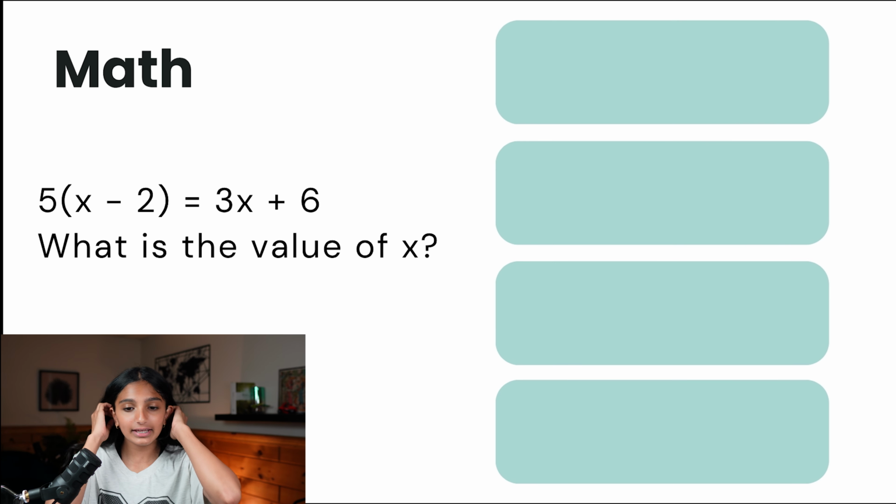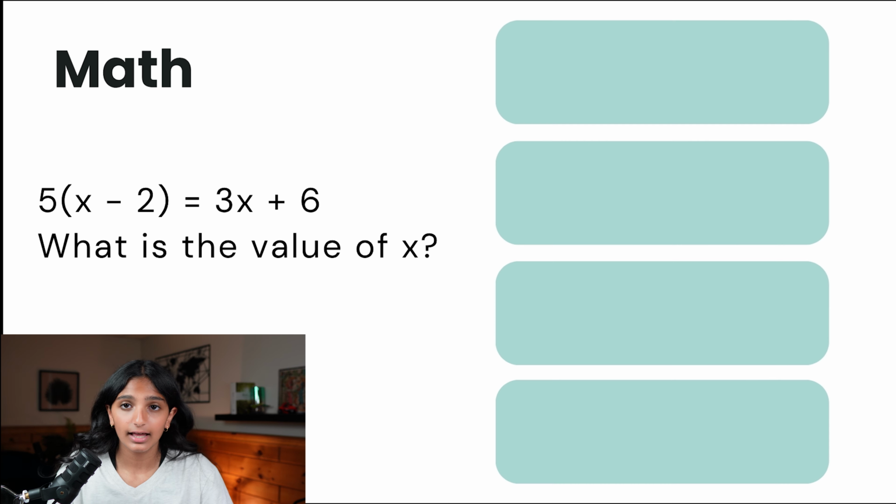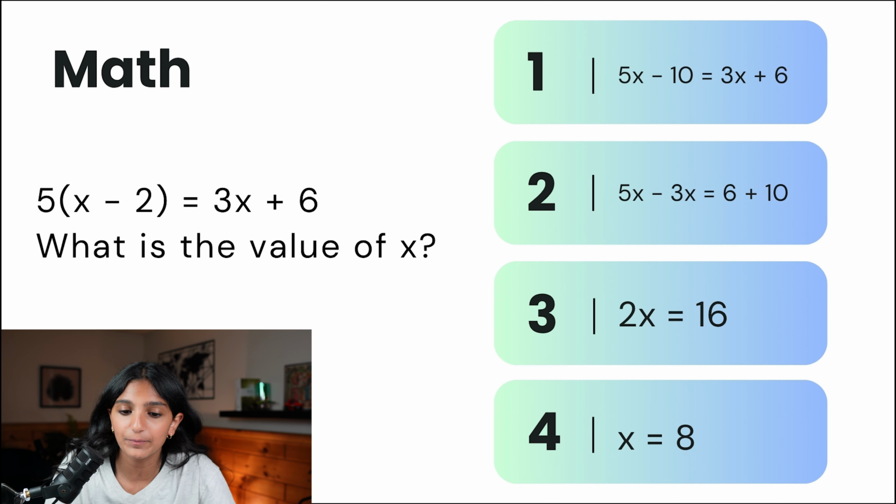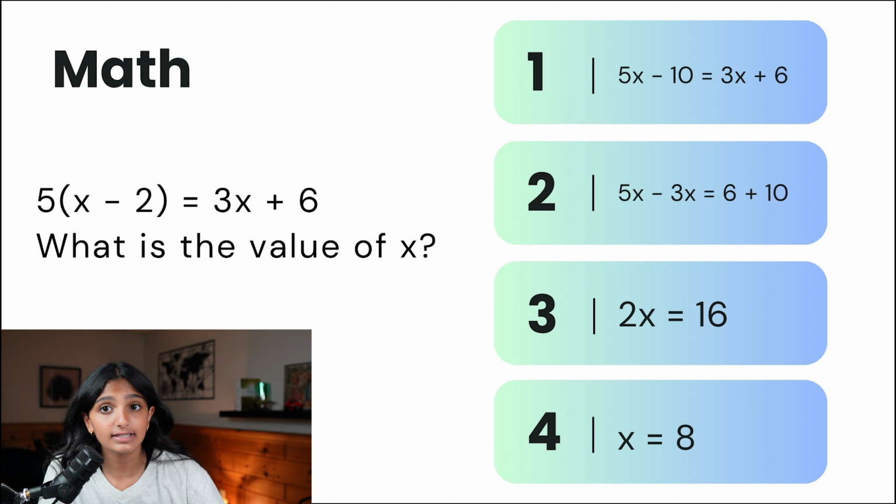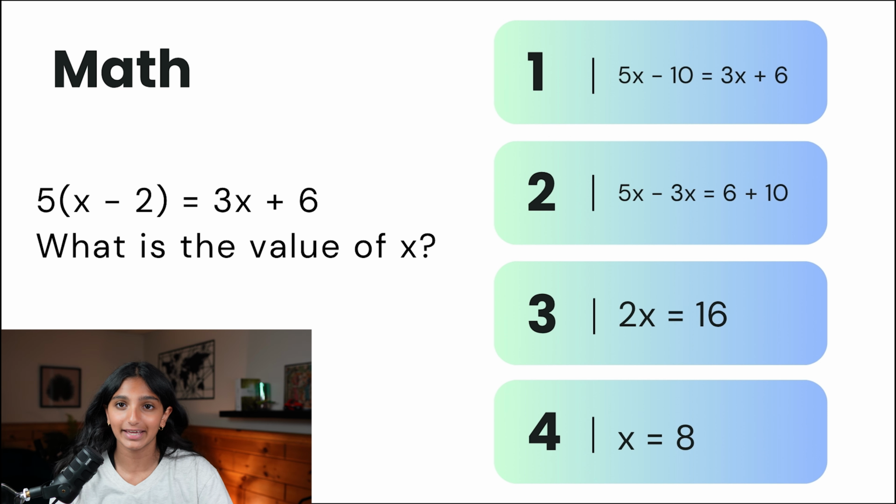Okay, let's go through the answer step by step. Step number 1 is to distribute. 5x minus 10 is equal to 3x plus 6. Step 2 is to combine like terms, which gets us to step 3, 2x is equal to 6. Now we use inverse operations, which means we divide by 2 on both sides to isolate our variable, which gets us to our final answer of 8.